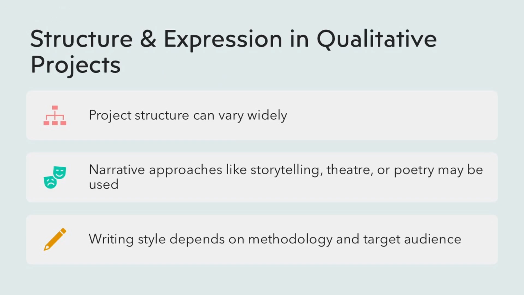Structure and expression in qualitative projects. The way a qualitative research project is structured and written can vary significantly. While some studies adopt a traditional academic report format, others use creative formats such as storytelling, poetry, or even theatrical performance to present findings. These expressive forms allow researchers to convey participants' lived experiences in a more nuanced and engaging manner, especially when working within arts-based or participatory research frameworks.